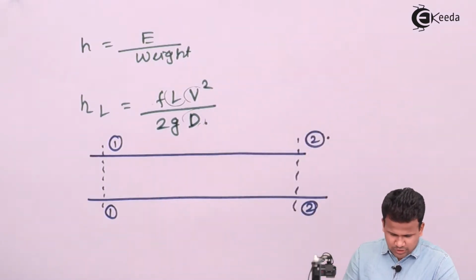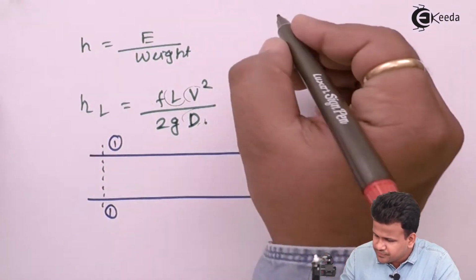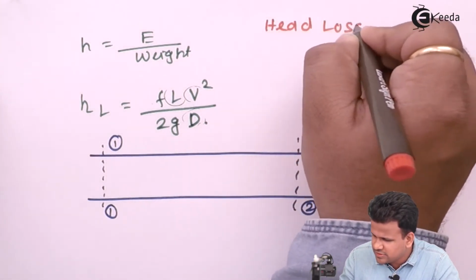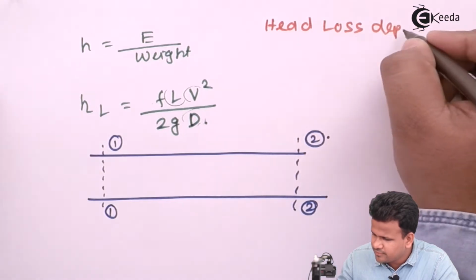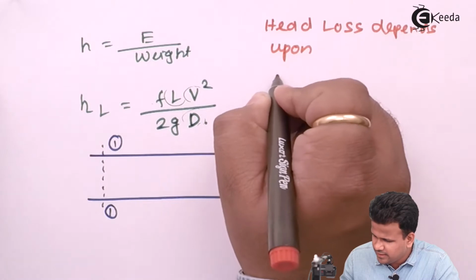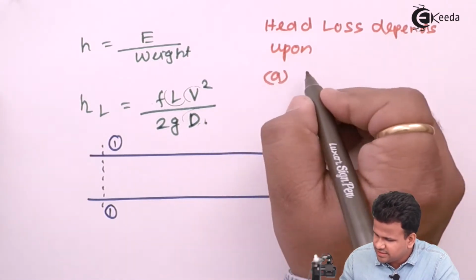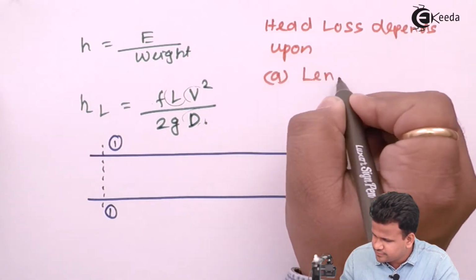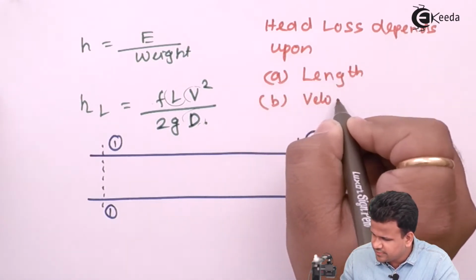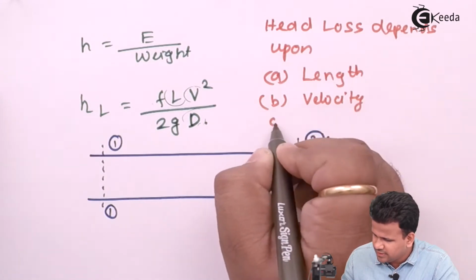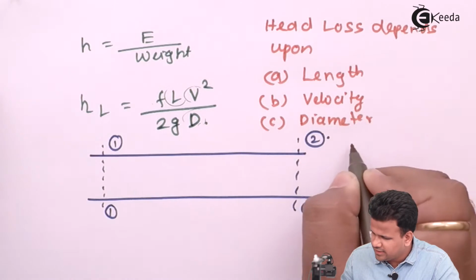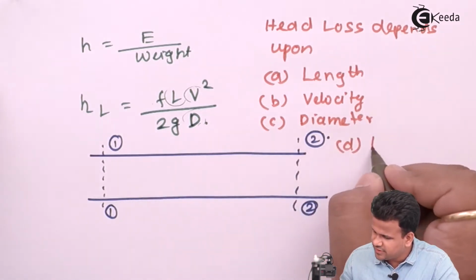So let us write down those things. The head loss depends upon first, length, second, velocity, third, diameter, and the fourth is friction factor.